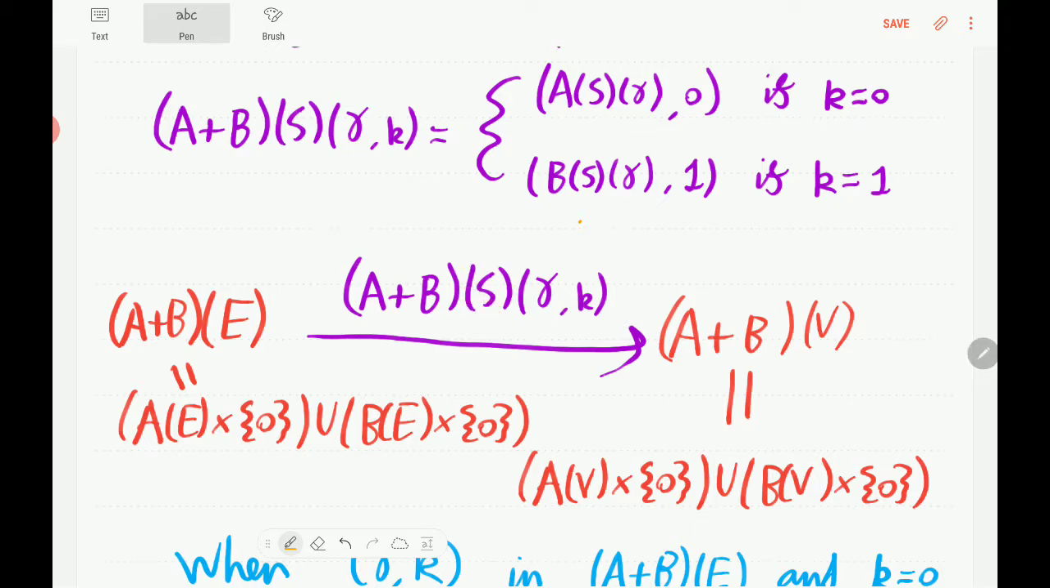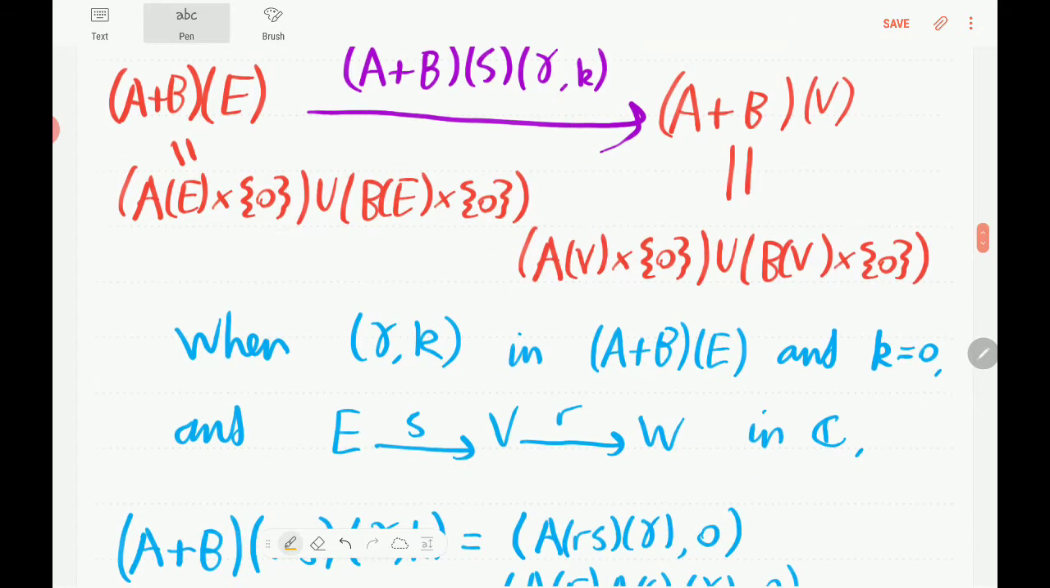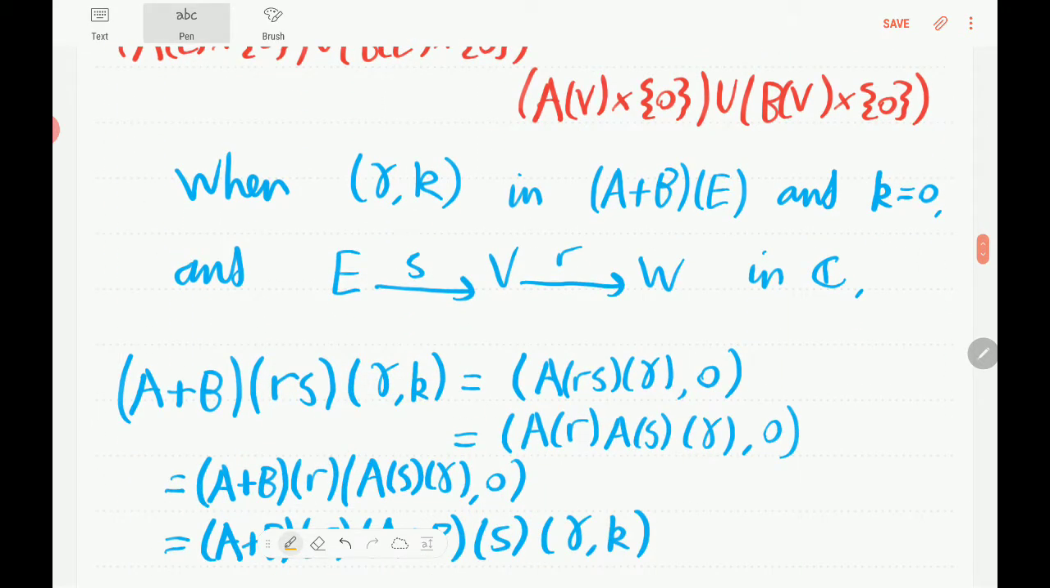We could basically think of this as the lifting of this arrow S of C under this functor A plus B, and it has the right kind of source and target after it's been lifted, because it goes from A plus B of E to A plus B of V. Now, we want to show that this satisfies the functor laws. So suppose we have gamma comma K in A plus B of E. Well, we'll just do the case where K equals 0, because the case with K equals 1 looks just the same, so no point going over duplicate logic.